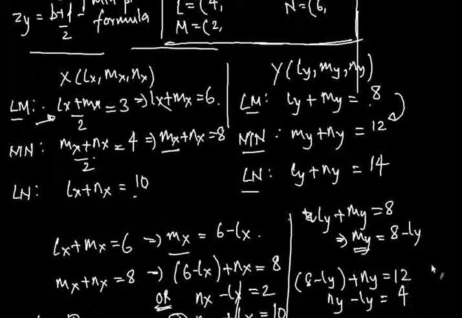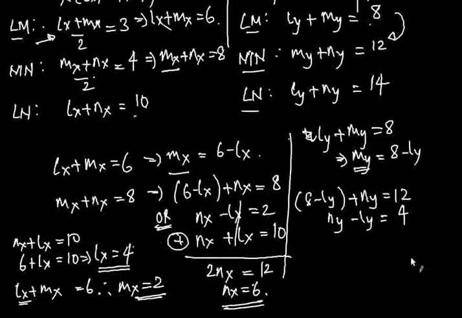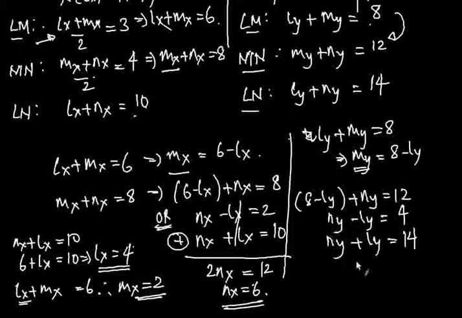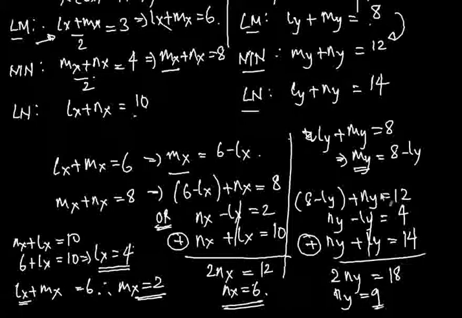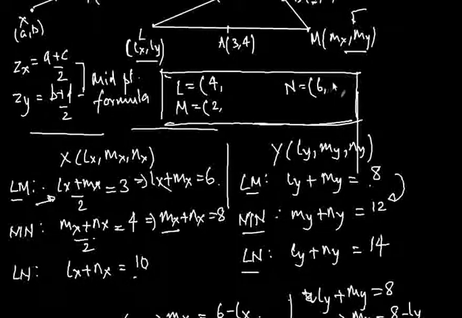And the third equation is ny plus Ly is equal to 14. So that has been written as it is. I'll add this up, and what do I get? I get 2ny, and the minus Ly and plus Ly cancel, is equal to 18, right? That's 14 plus 4, and therefore ny is equal to 9. Great. So now I have ny, so I have got a 9 over here.